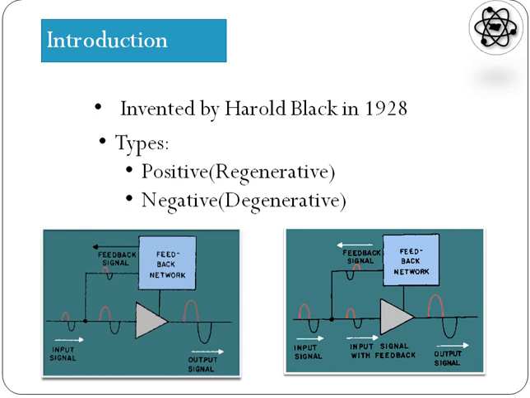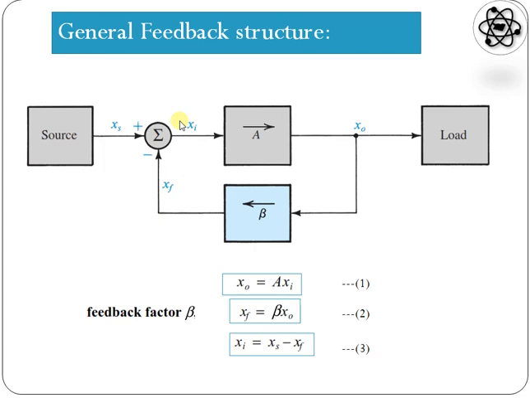Now coming to the general feedback structure, how it looks and what the equations are, and we will solve a numerical on the general feedback structure as well. So here you can see the signal flow diagram where each of the quantities X can represent either the voltage or the current signal, and the open loop gain of the amplifier is represented as A, and its output is represented as X0, and the relationship between the output and the input Xi is given in equation number 1.